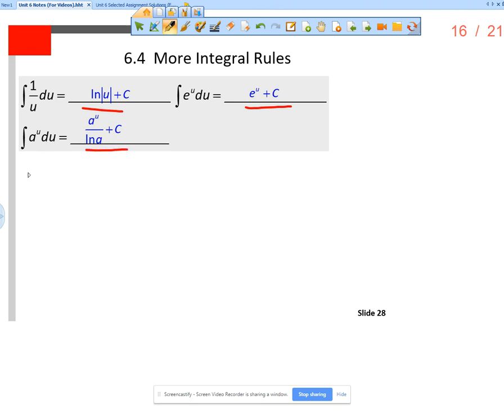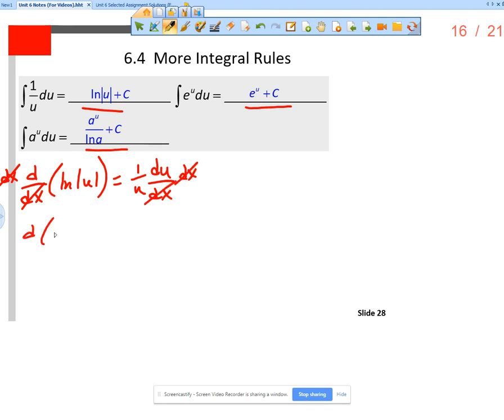So first thing that we're going to do is start off with the derivative rule. d dx of the natural log of the absolute value of u. We know from Unit 3 that the derivative of the natural log of the absolute value of u is 1 over u times du dx. This is a differential equation, an equation involving a derivative. So first we multiply by dx, and the dx's go away. So I have d natural log of the absolute value of u equals 1 over u du.